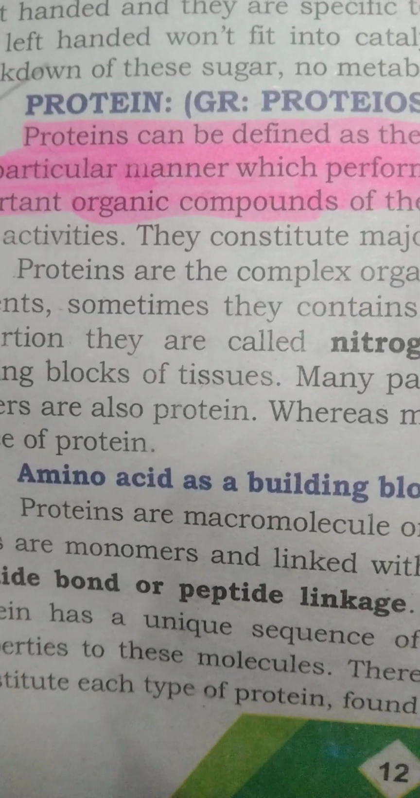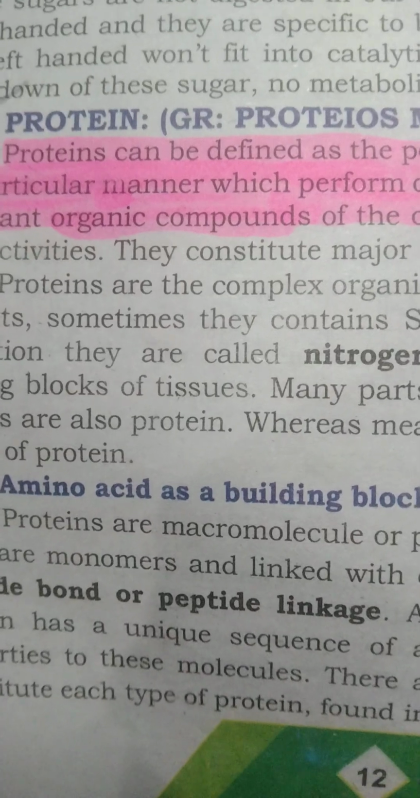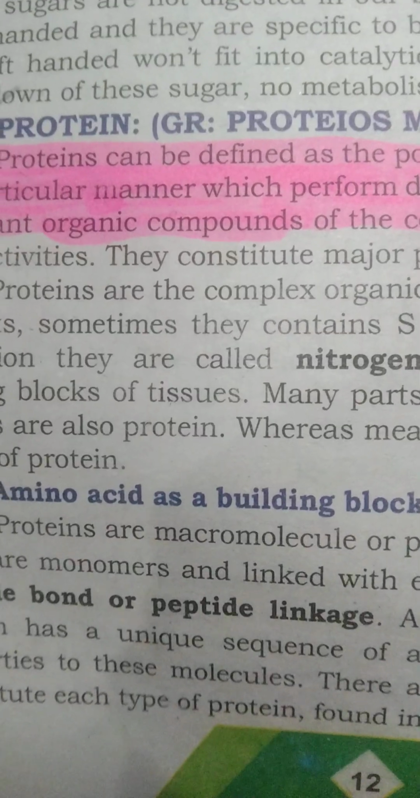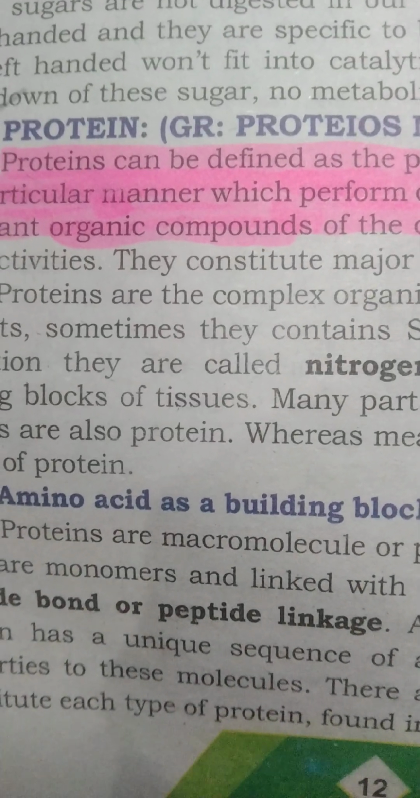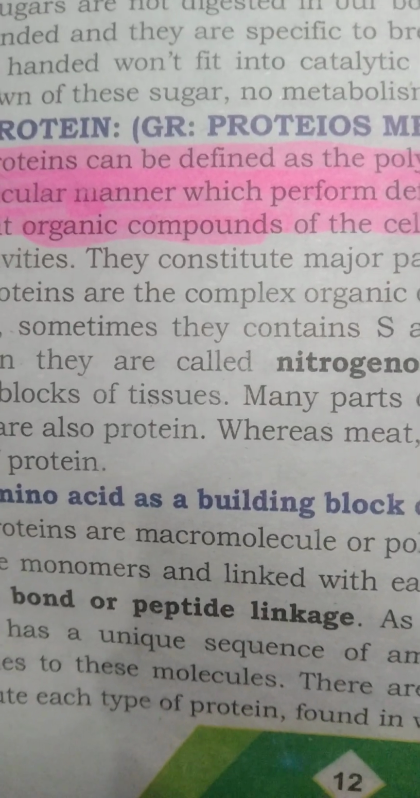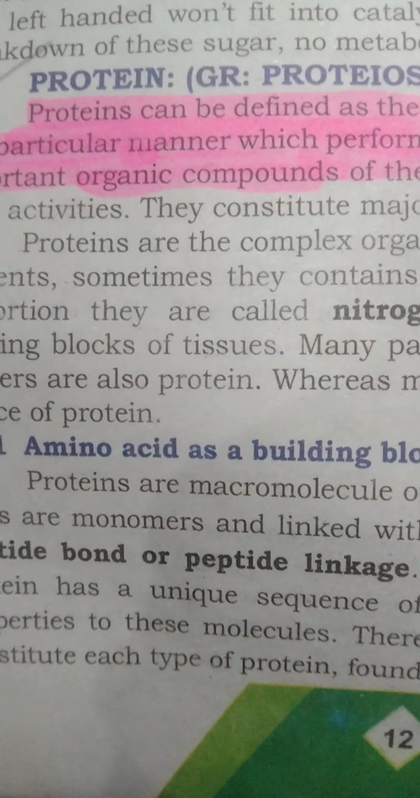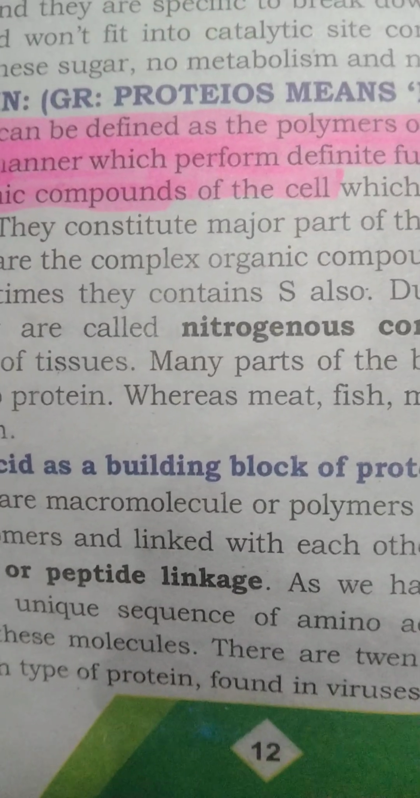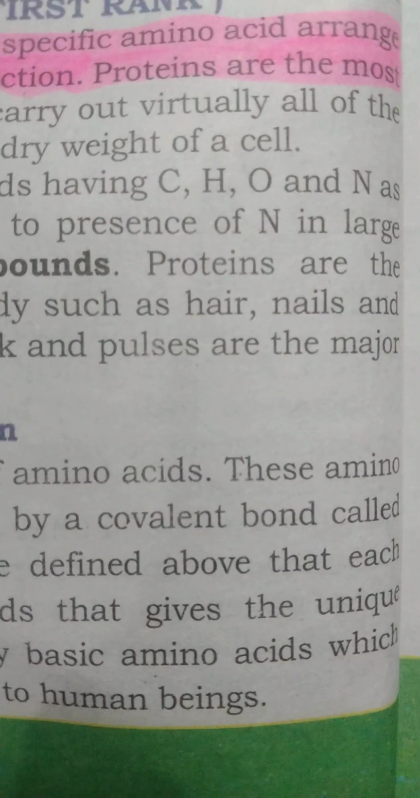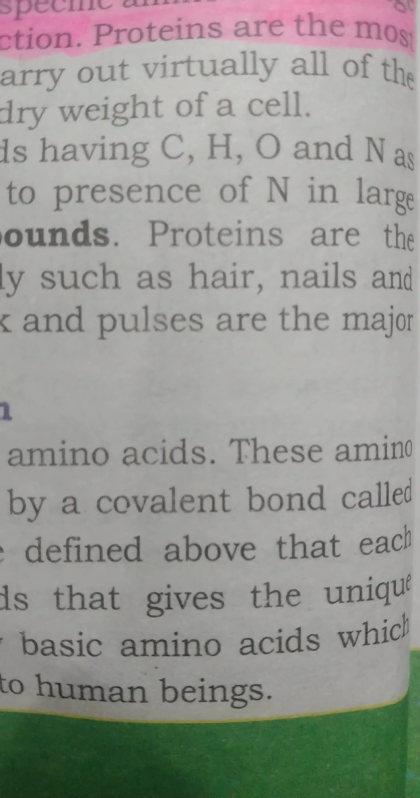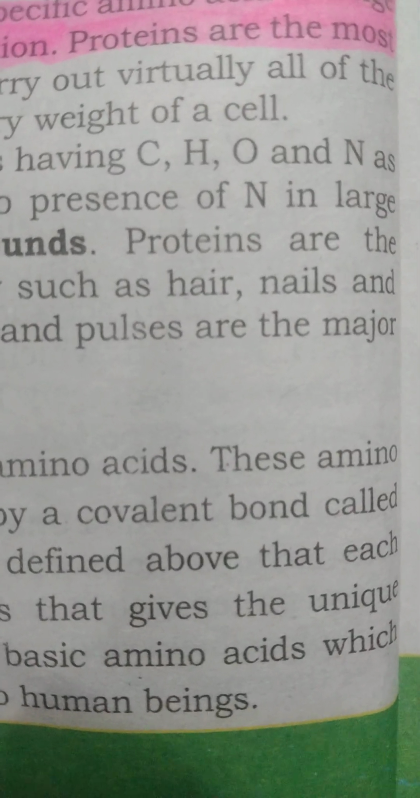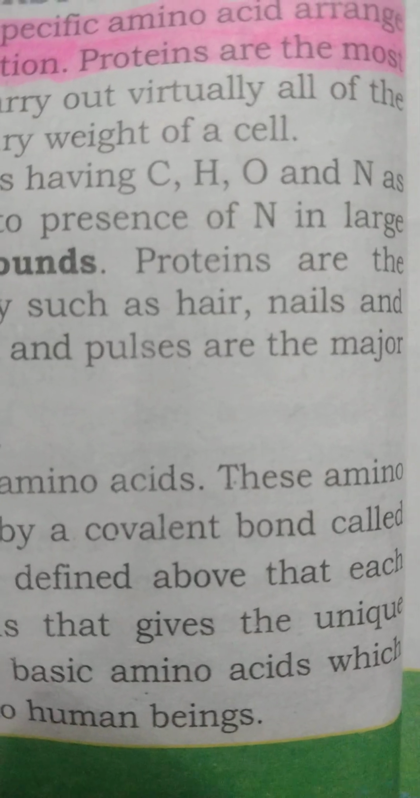They constitute the major part of the dry weight of the cell, and mostly carbon, hydrogen, oxygen, and nitrogen. Organic compounds such as these are formed. Sometimes sulfur, and due to the presence of nitrogen, they are called nitrogenous compounds. Many parts of our bodies are made up of proteins, like hairs, nails, and feathers. All that are concerned with the proteins.